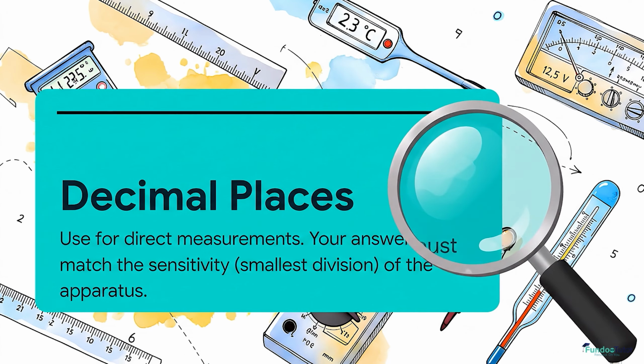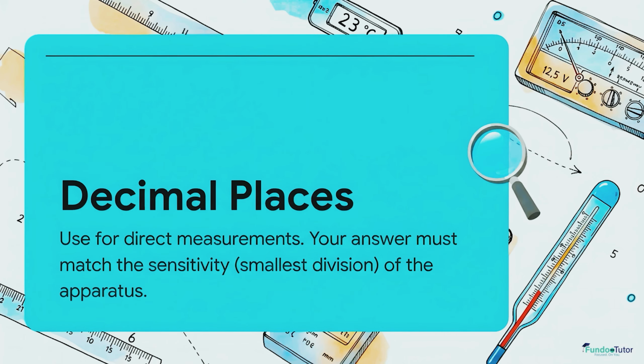The rule for decimal places is super simple. For any direct measurement you take from an instrument, you use decimal places. Your answer has to match the precision of that tool. So, if a thermometer is marked in whole degrees, you write down a whole number, like 23 degrees Celsius. If your ruler has millimeters, you record to the nearest millimeter. You're literally just writing down what you see.